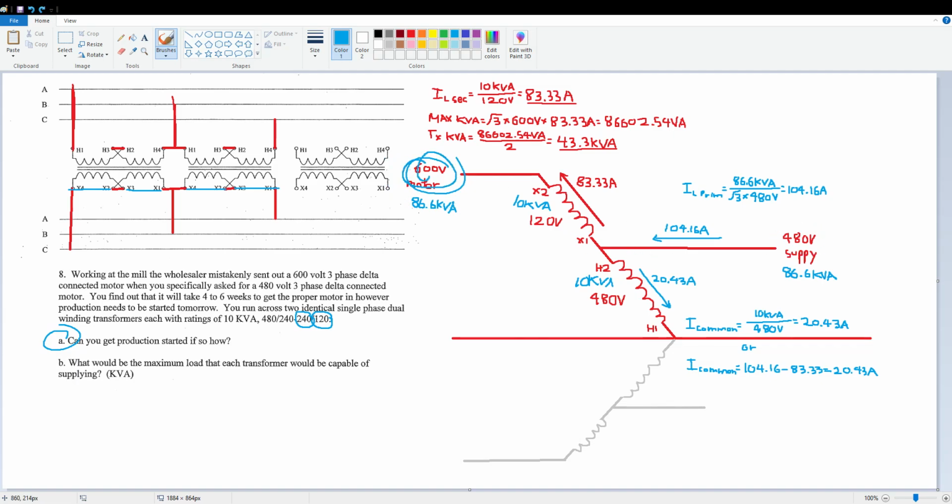So if you had a 600 volt supply and you had a 480 motor, well, you just have to use the buck configuration. So this winding would be taking away voltage, and we'd be left with 480. So it would be like 600 minus 120, 480, right? So it can go both ways. That's just another thing to know, but that's pretty much it.